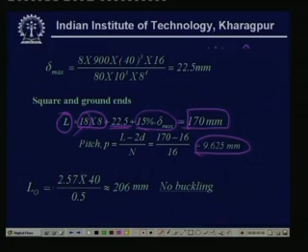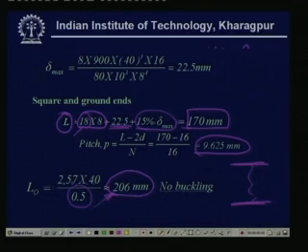Now, we come down to the check for buckling. We have seen that the check for buckling is 2.57. This is the limiting value. 40 is the capital D divided by the end condition. In this case, the end condition comes out to be over the plates, so it is 0.5, and that comes out to be around 206. I urge you to look at the formula we derived earlier, from where you find that this value is coming out to be 206 mm, whereas the free length of the spring is 170 mm. So, obviously, there should not be any buckling.